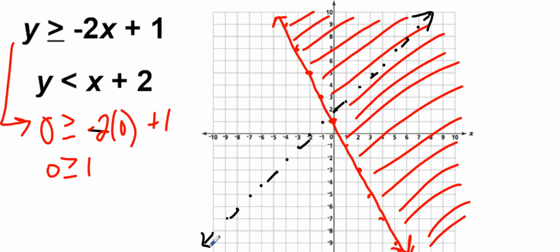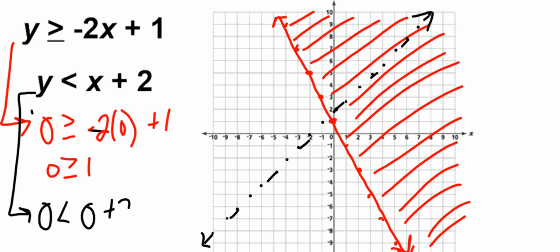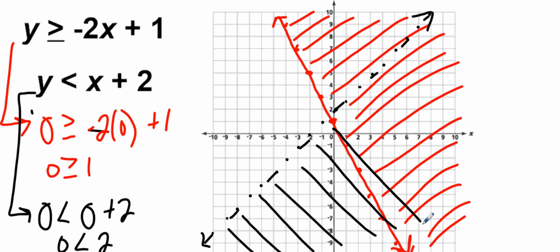Again, it does not go through 0, 0. So we're going to come down here. 0 is less than 0 plus 2. 0 is less than 2. Is this correct? 0 is less than 2. So I'm going to shade the part that has 0, 0.